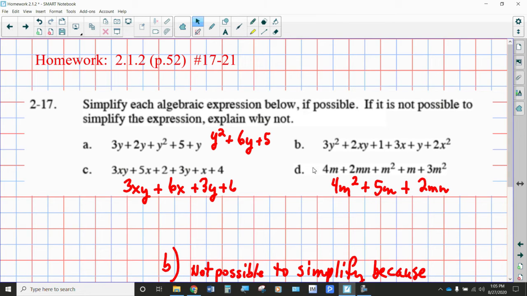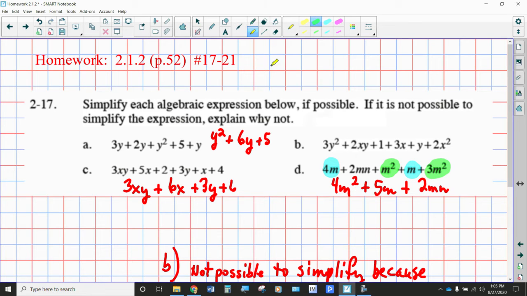C and D, same basic idea. This is a little bit different. Like here, you've got an XY term. There are no other XYs, so that stays how it is. Here, you've got an MN term, and there's no other MN term, so they just stay how they are. But you could combine the 4M and the 1M to make 5M. And you can combine the 1m squared with the 3m squared to make 4m squareds.